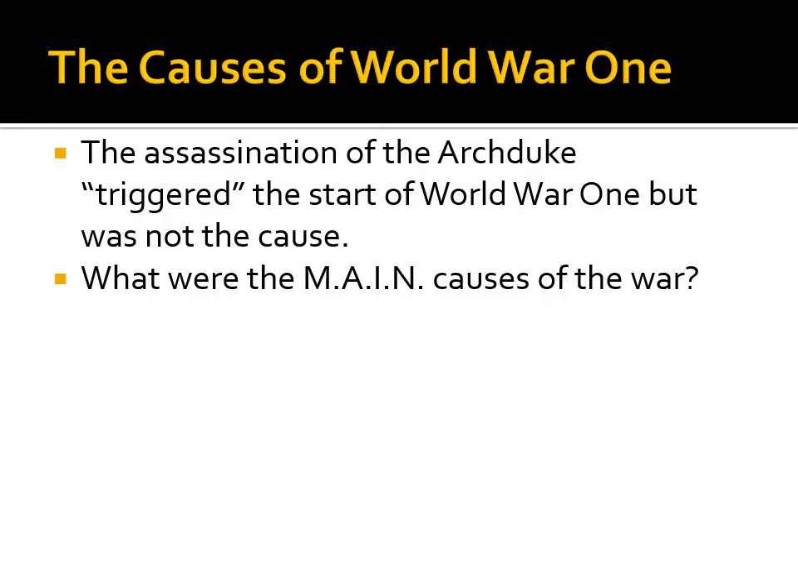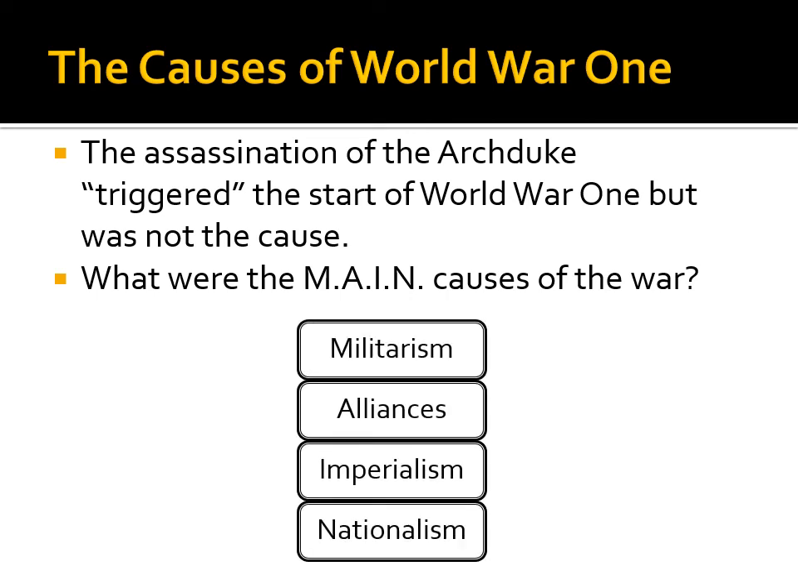The images on the previous slides indicate an excitement for war across much of Europe. It was common belief that the enemy would quickly be defeated and troops would be home for Christmas. The assassination of the Archduke triggered the start of World War I, but was not the cause. There were four main causes: militarism, the development of the alliance system, imperialism, and nationalism.